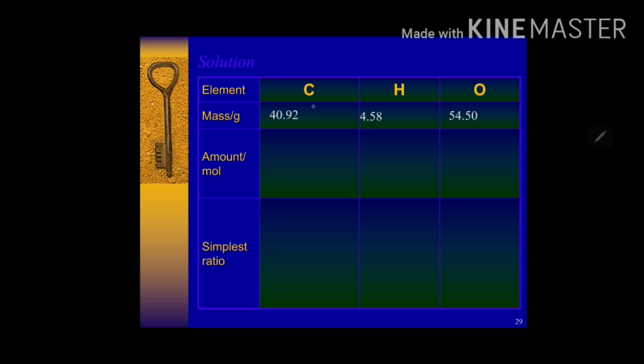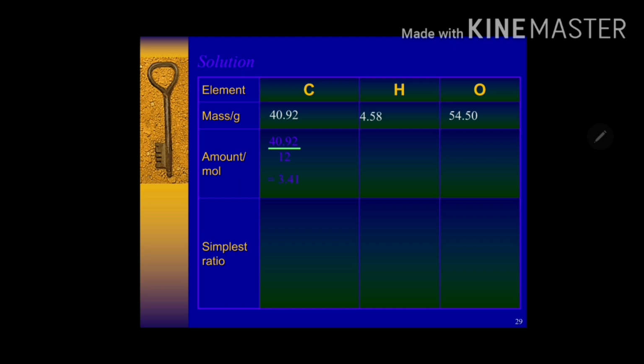Alright, so the percentage of carbon is 40.92%, hydrogen is 4.58%, and oxygen is 54.50%. So next, follow the flow, find its mole. So mole is mass divided by molar mass, or for carbon it's atomic mass. Carbon is 12. So find the mass from the table of atomic masses given to you. The mass will be given in the exam.